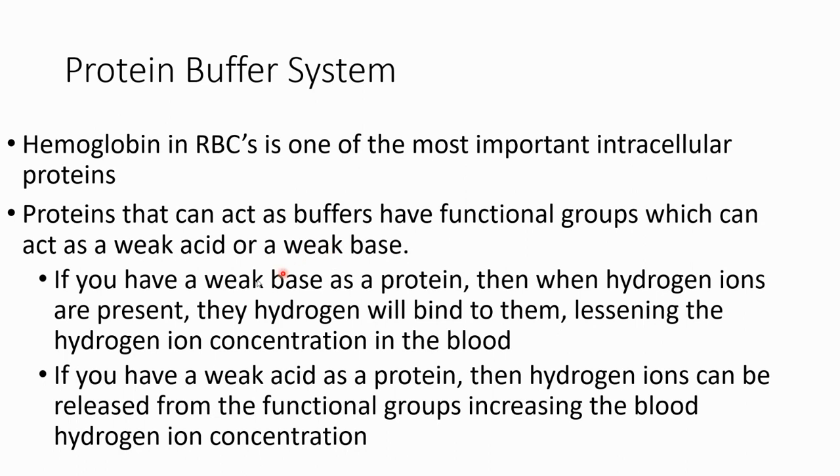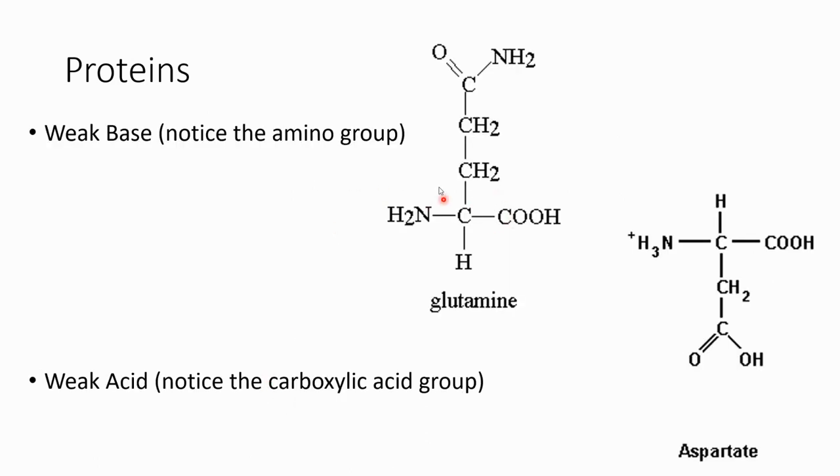And sometimes those little groups of atoms coming off of that protein molecule could either act as a weak acid or a weak base. If you have a weak base as a protein, then when hydrogen ions are present, the hydrogen will bind to them, lessening the hydrogen ion concentration in the blood. If you have a weak acid as a protein, then hydrogen ions can be released, increasing the hydrogen ion concentration. So know the relationship between the weak acid and hydrogen ions and what's happening. Is it becoming more acidic with a weak acid, or with a weak base and hydrogen ions, is it becoming less acidic? That kind of information. Here I'm just showing you, you don't have to know the structures, I'm just showing you what's going on here.